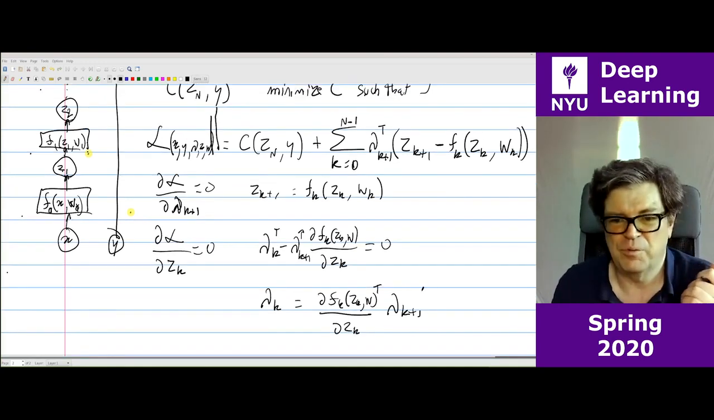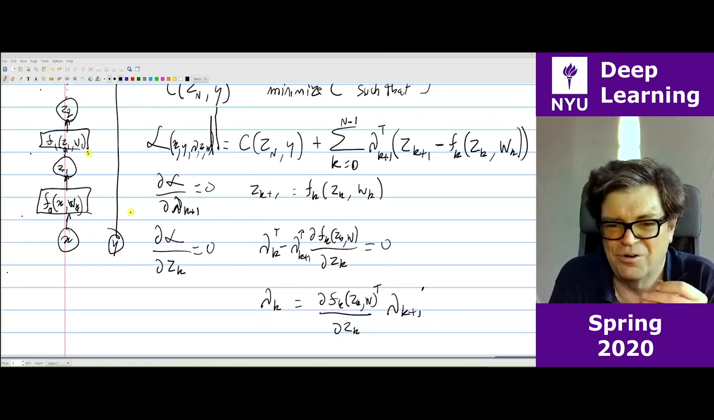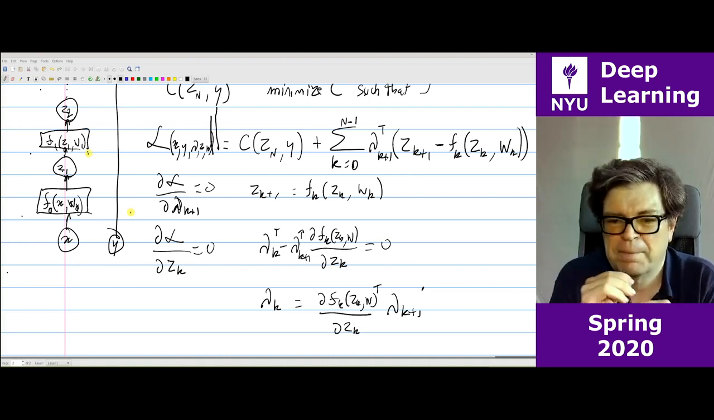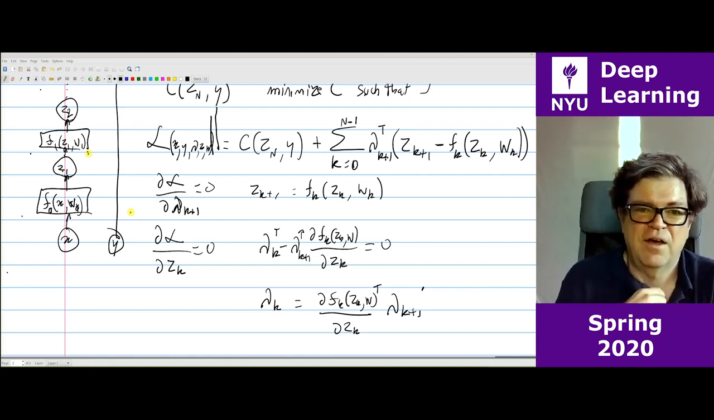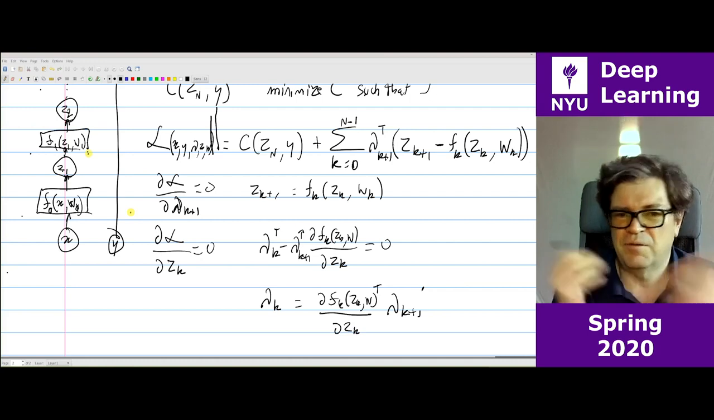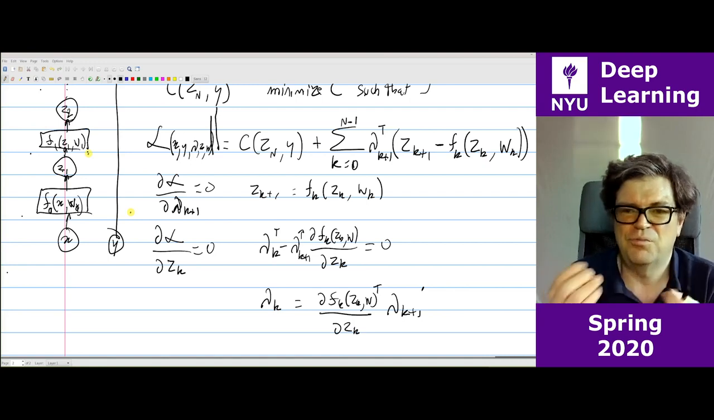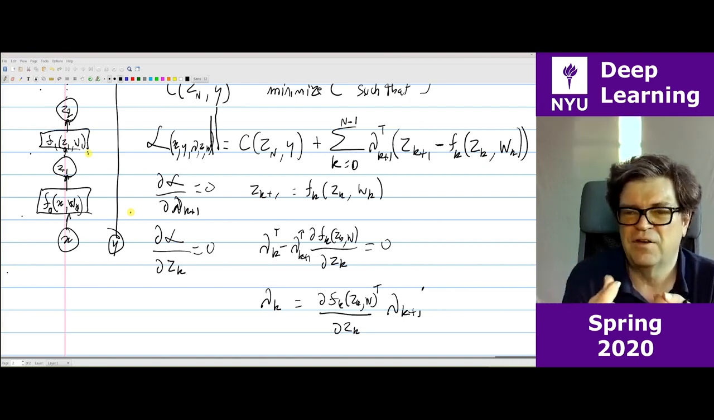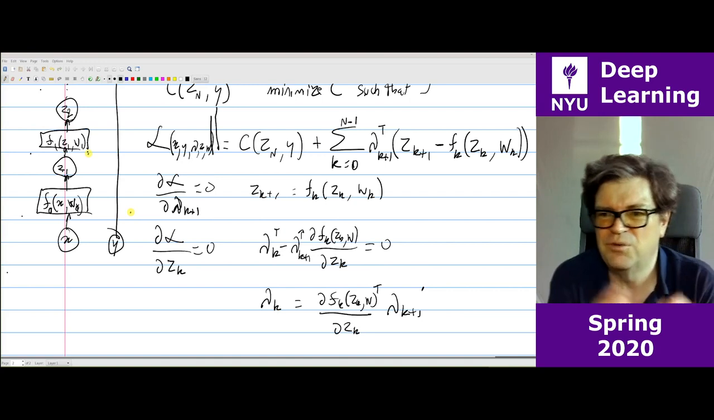Now, the first people to figure this out were people in control theory. In fact, the first people to figure this out were people like Lagrange or Euler, or people like Hamilton and Jacobi. That's the classical formulation of mechanics. In mechanics, when you write something like this, C of Z and Y would be the energy of the system, like potential energy. The other term implements the dynamic constraints, the fact that you have a differential equation that tells you that the state at time t plus one is a function of the state at time t.